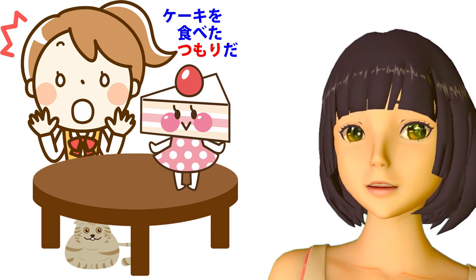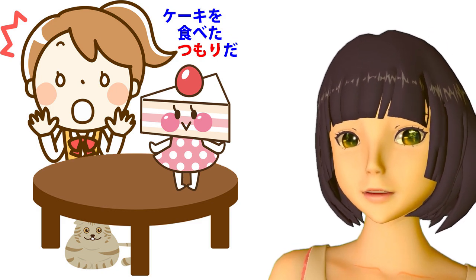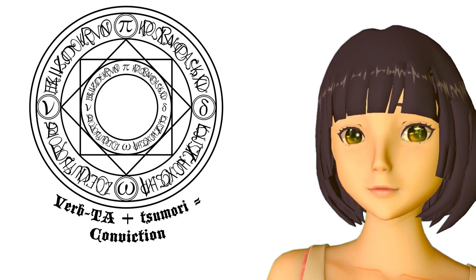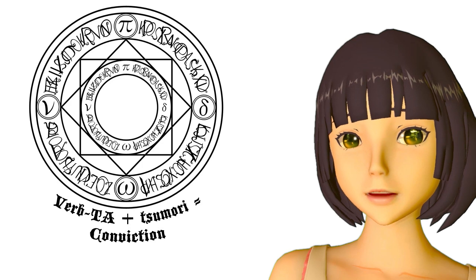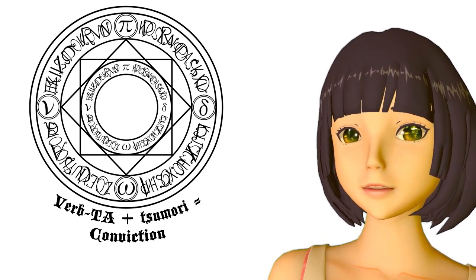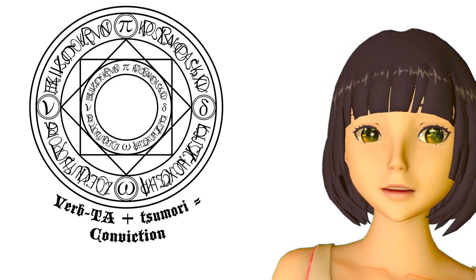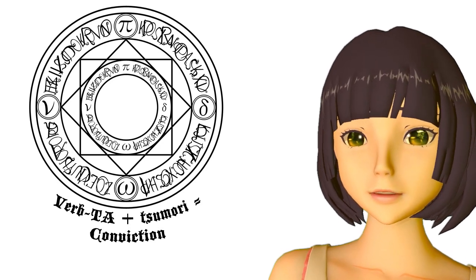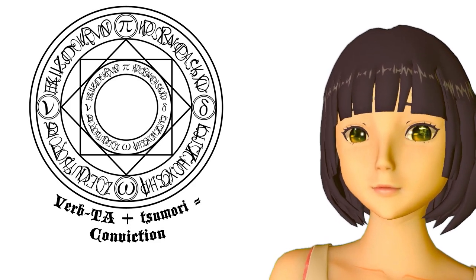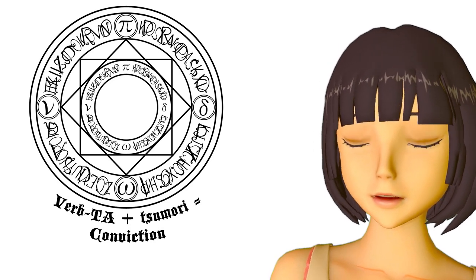Now, you won't find this explained in many places, but you might dig out some obscure source that says verb ta plus tsumori means a conviction. Now, this sounds like some magic formula that somehow the past tense plus tsumori magically means a conviction. But as I think we've seen already, that's not really what's happening. And it's not just ta plus tsumori that means a conviction. We can use tsumori with a noun or an adjective that represents how things are at the moment. And it's still going to mean a conviction.